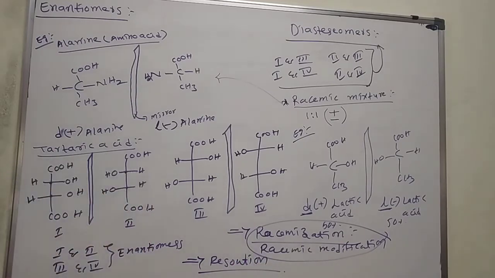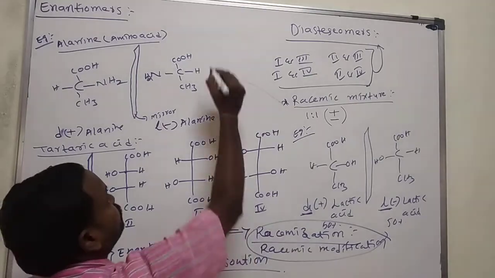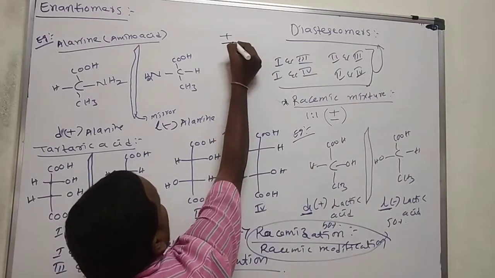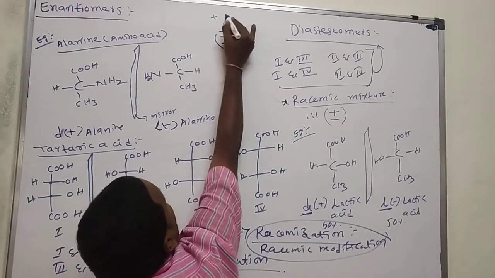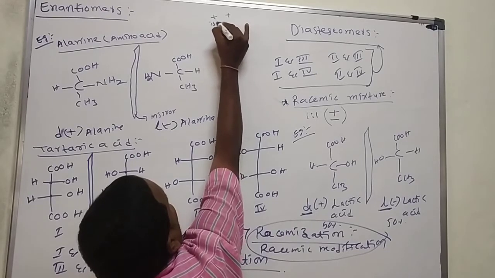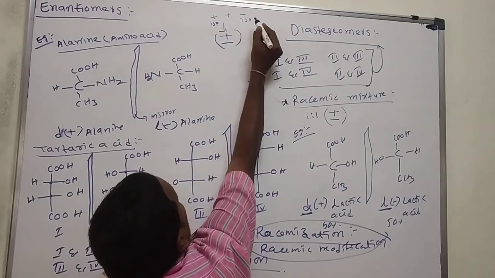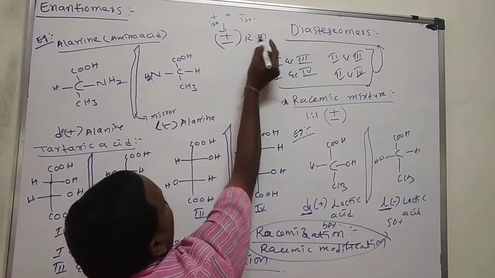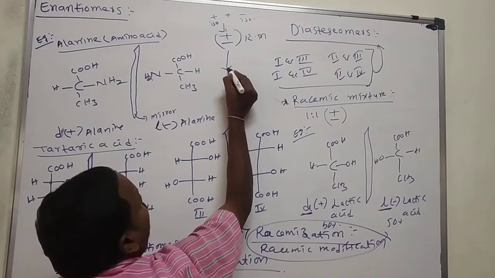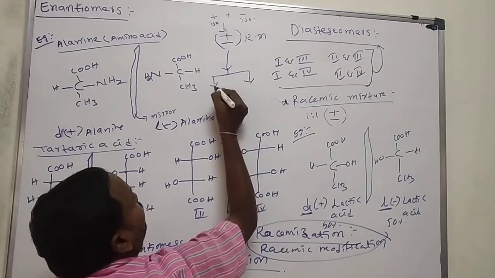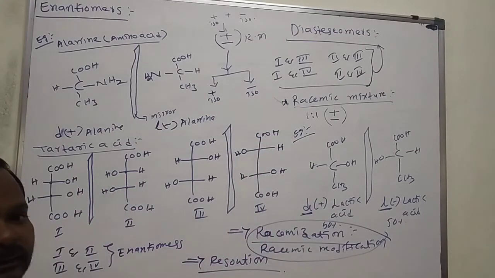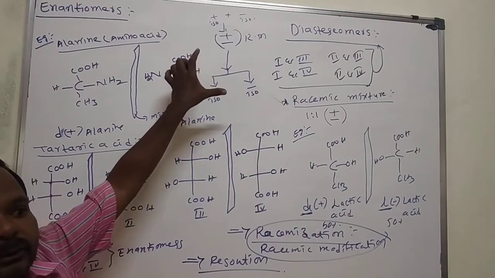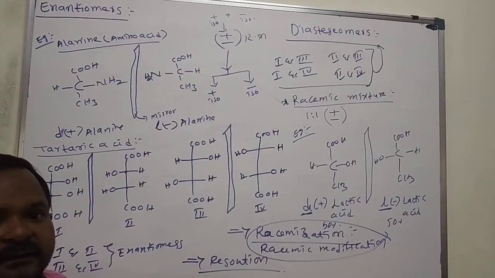What is the meaning of resolution? Resolution, here I am writing. Racemic mixture means, how do you get the racemic mixture? You add plus isomer and minus isomer. What do you get? Racemic mixture. The separation of racemic mixture into individual isomers is called resolution.